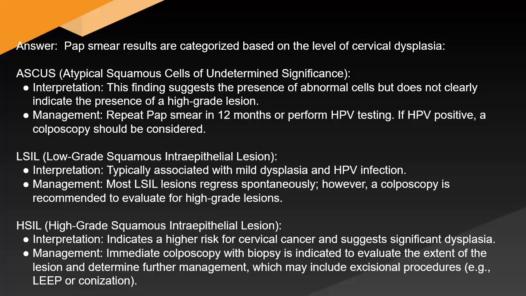Management: repeat Pap smear in 12 months or perform HPV testing. If HPV positive, a colposcopy should be considered. LSIL, low-grade squamous intraepithelial lesion. Interpretation: typically associated with mild dysplasia and HPV infection. Management: most LSIL lesions regress spontaneously. However, a colposcopy is recommended to evaluate for high-grade lesions.